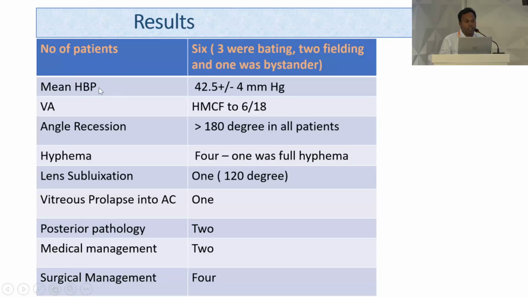The mean highest baseline pressure was 42.5 mm mercury, visual acuity was hand movement close to face to 6/18, and all had angle recession of more than 180 degrees. Four had a hyphema, 1 was a full hyphema, which was drained later, and 1 had subluxation of the lens of more than 120 degrees with vitreous collapse into the AC. Two had posterior pathology; 2 were managed medically and 4 we took for surgery.